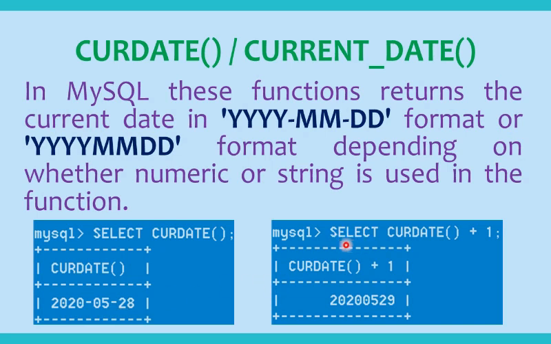Next example is select currDate plus 1. Here we are adding 1 in the current date. So it shows the current date in YYYYMMDD format, means in numeric format, as we are adding 1. So it is converted into numeric format.